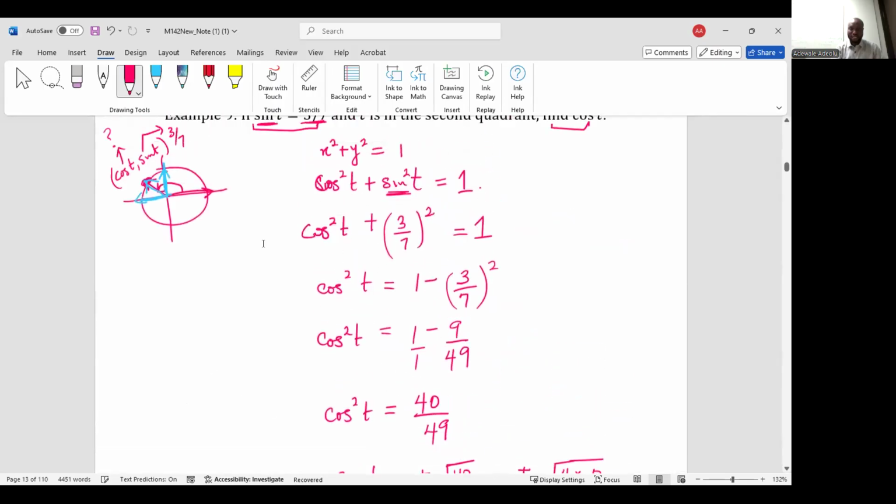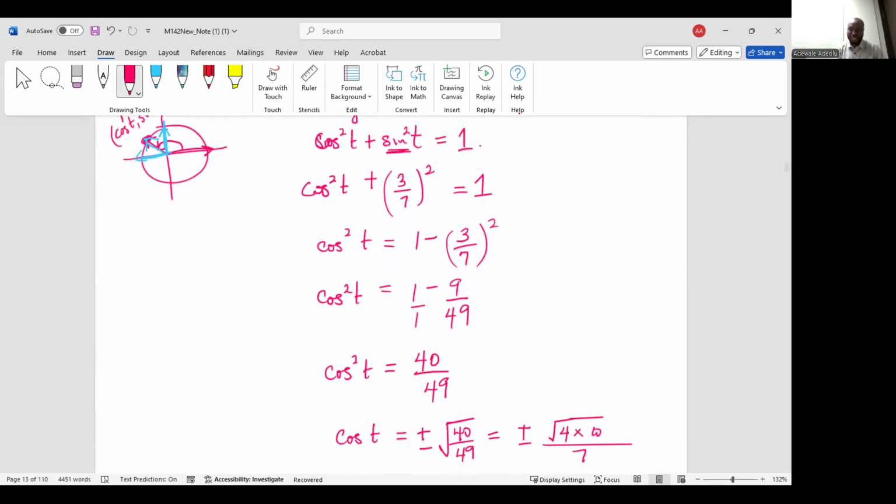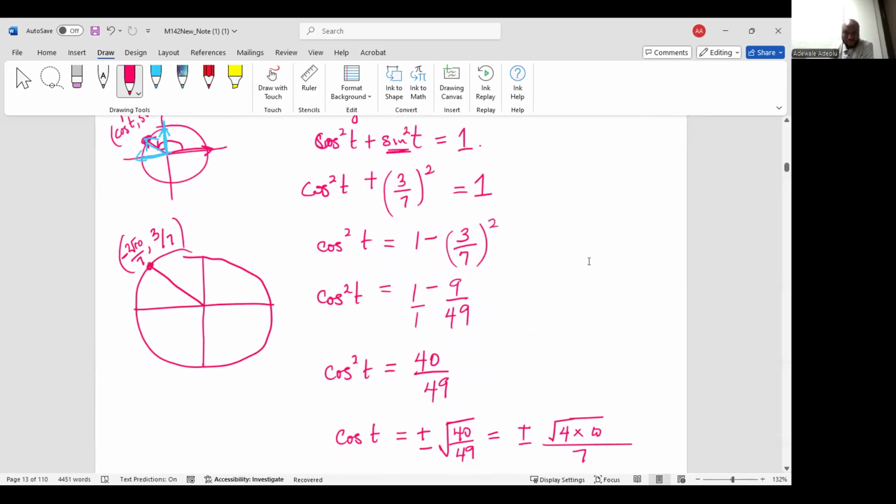So that means if we have some angle behaving this way, it's in the second quadrant, and the sine is 3/7, it means that the cosine is negative 2 root 10 over 7. So that is that.